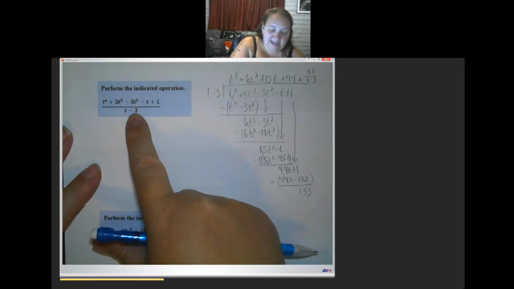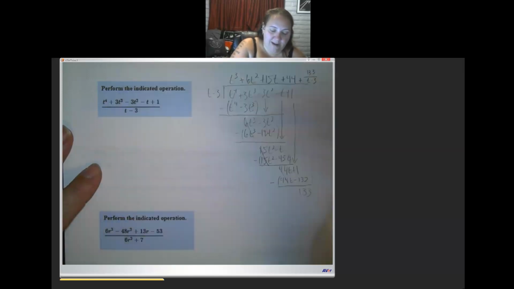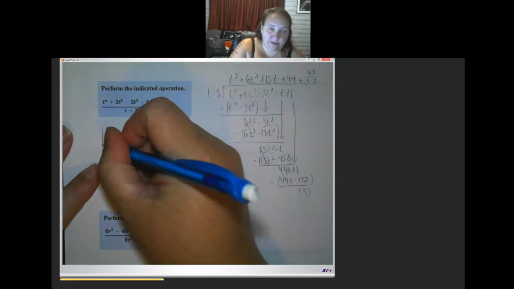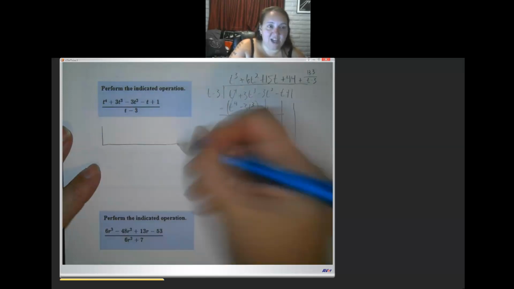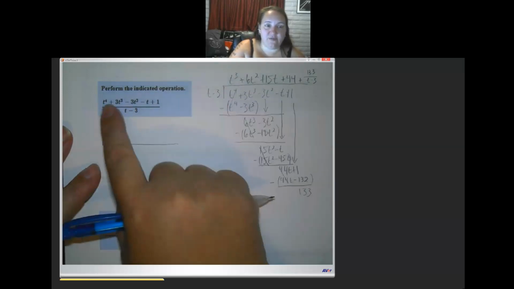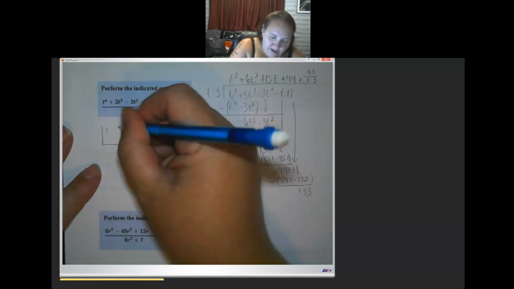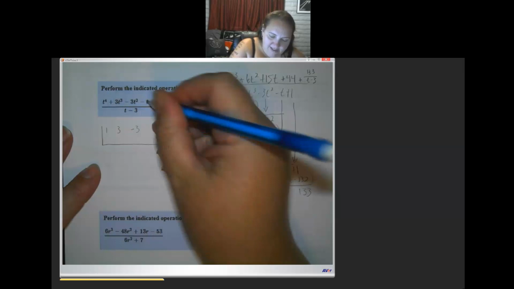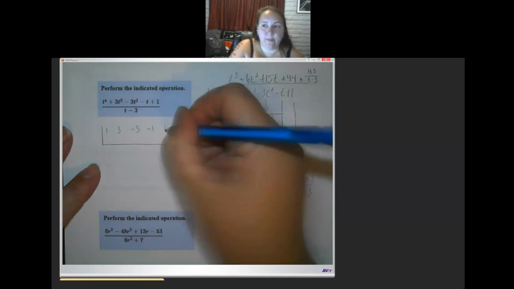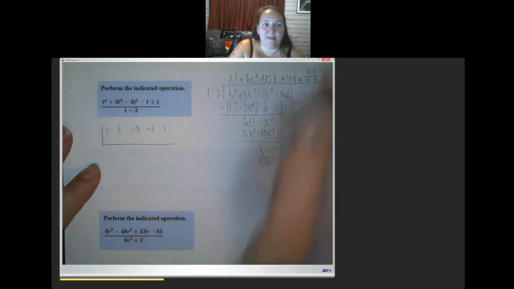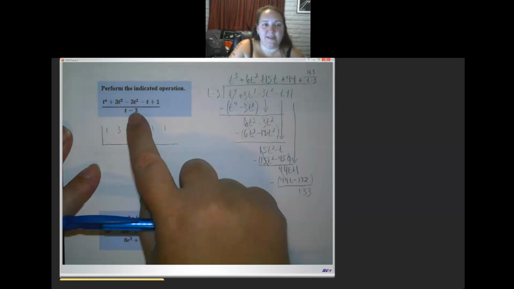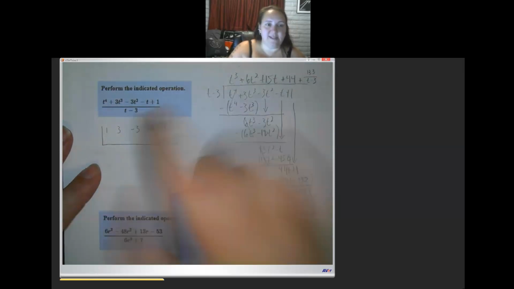So for synthetic division, you're going to turn your divided by bar upside down. You're going to take just your coefficients from your numerator. So that's a 1, a 3, a minus 3, a minus 1, and a 1. And then you're going to take this number and you change its sign. So if this is a minus 3, you put a plus 3 out here.